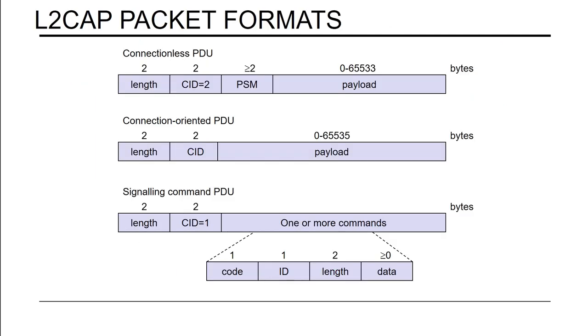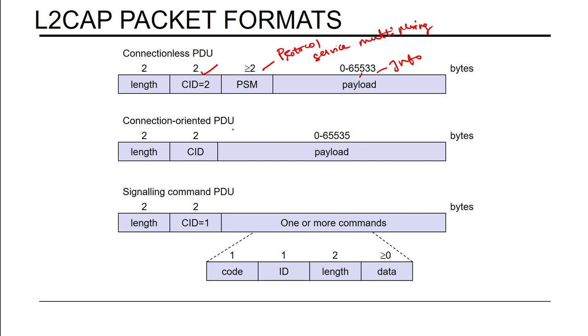So this will be the security mechanism. For the L2CAP packet formats, we go for connectionless PDU, connection oriented PDU, and signal command PDU. PDU stands for protocol data unit. So the length field will be 2 bytes, and CID is the channel identifier field, which is 2 bytes, and the PSM field. PSM stands for protocol service multiplexing. This field holds greater than 2 bytes, and the payload is nothing but information. For the information we have 0 to 65,533 bytes.